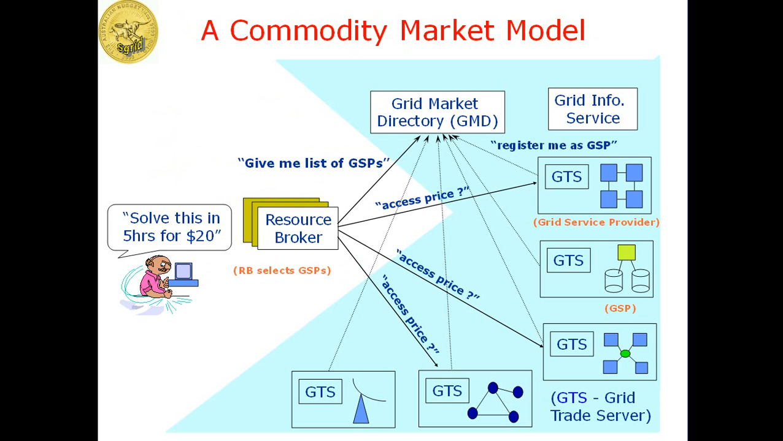Okay, for example, a commodity market model. This is one common economic model for grid. In this model, the application sends the required resources to the resource broker. For example, solve this in 5 hours for $20.